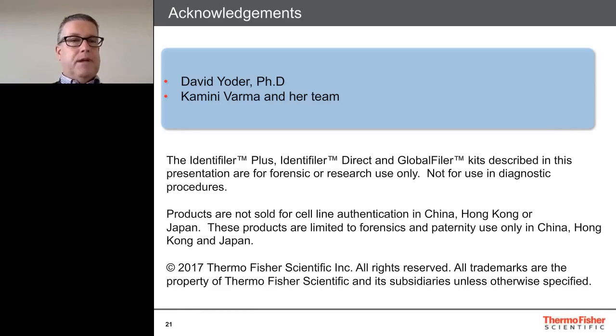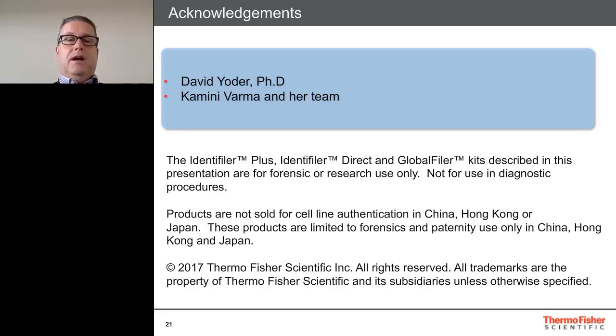Let's see, in which scenarios do you recommend direct workflow for cell line authentication? So I mentioned in the talk that there are 2 different ways that you can analyze cell lines and human samples. One is by using Identifier Plus, and one is Identifier Direct. Identifier Plus requires purified genomic DNA for the best results. Identifier Direct can make use of punches on these nucleic cards without having to purify DNA.